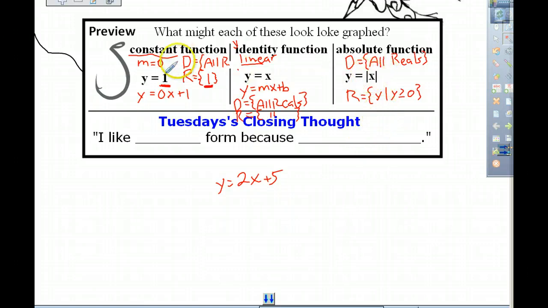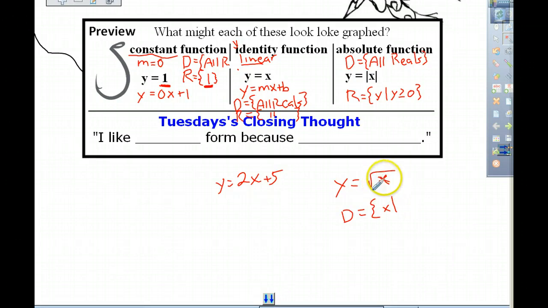Now somebody asked, since all these domains are all reals, what's an example of something where the domain is not all reals? Here's a very good one. Y equals the square root of x. What's the domain here? Can you plug in positives? Can you plug in 0? Can you take the square root of 0? Yes. Square root of 0 is equal to 0, since 0 squared is 0.